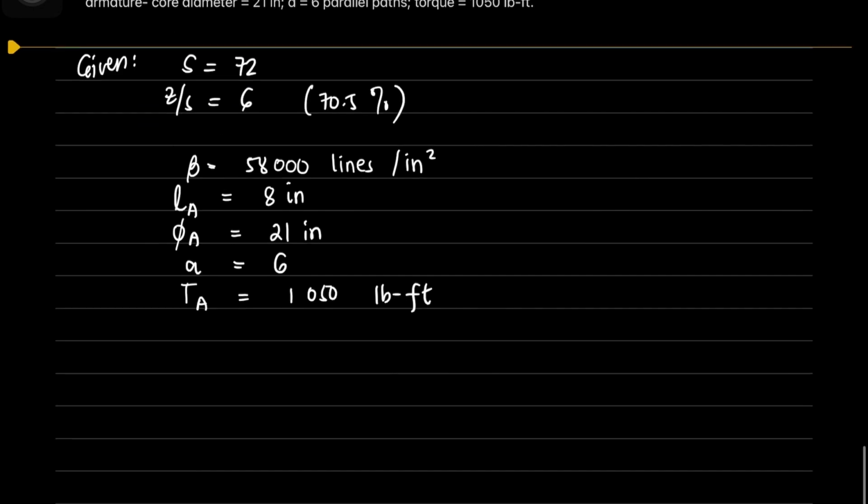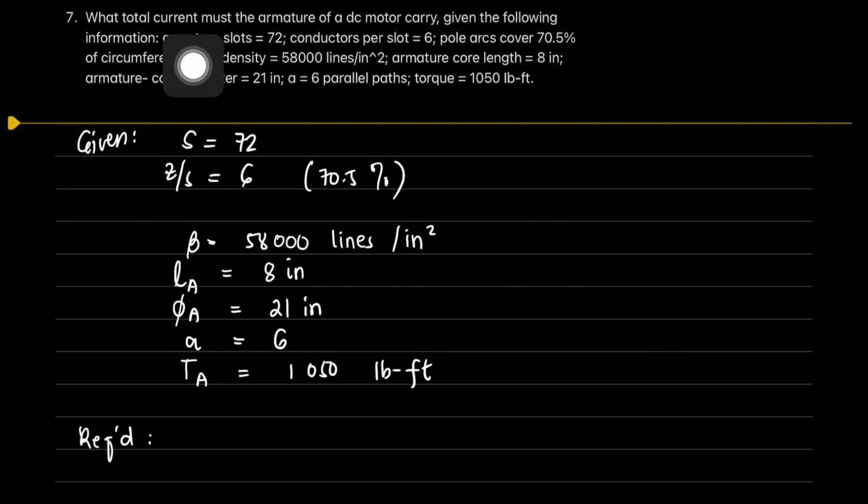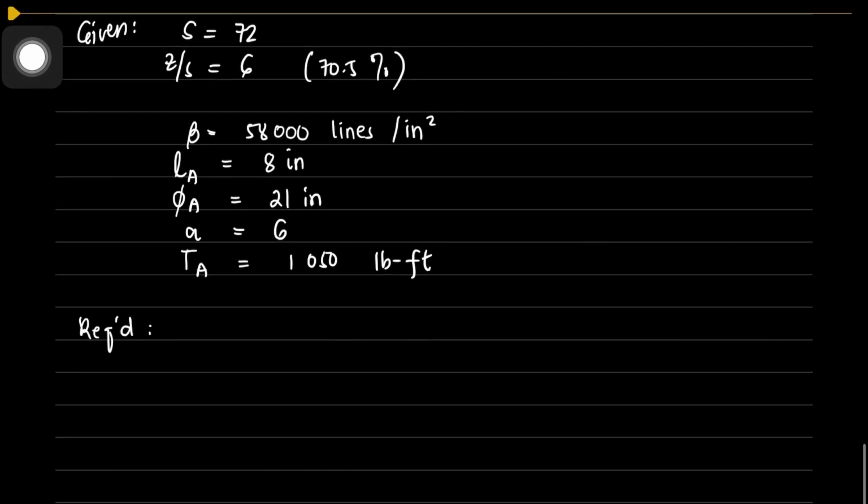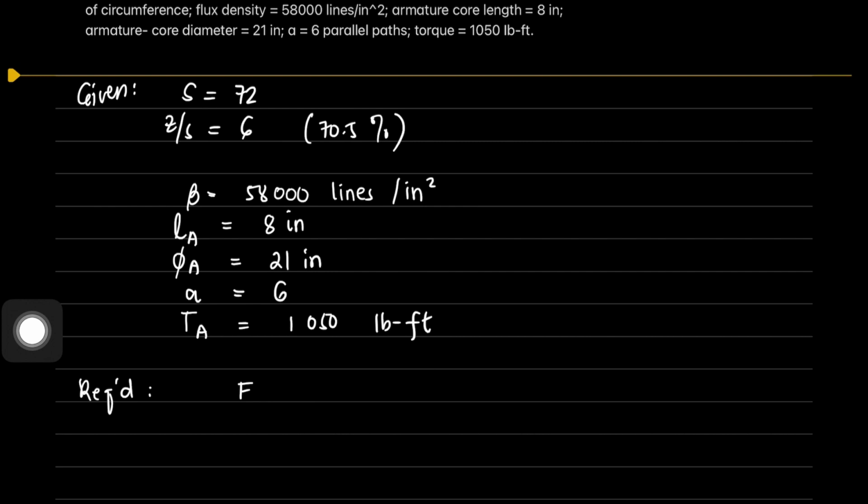So we are required to determine the total current the armature of a DC motor must carry. Here, we can use the formula for the force exerted by each conductor. However, the current that is used to compute the force exerted by each conductor is only the current in one path. So if you would like to determine the total armature current, we are going to multiply the current that we solve here by the number of parallel paths.